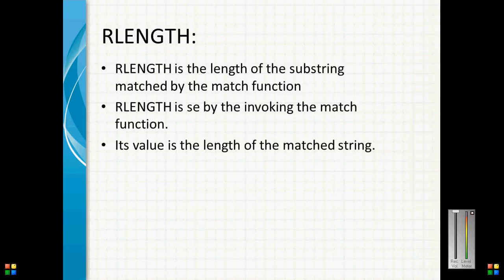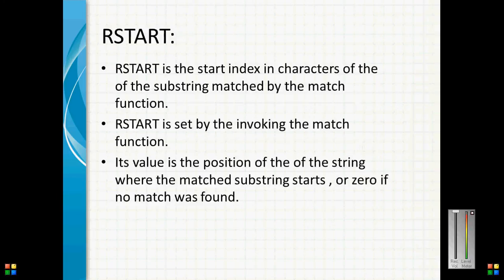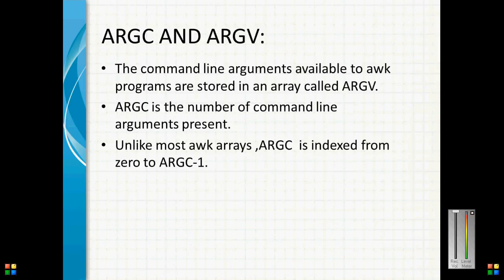RLENGTH. RLENGTH is the length of the substring matched by the match function. RLENGTH is set by the match function. Its value is the length of the matched string. RSTART. RSTART is the start index in characters of the substring matched by the match function. RSTART is set by the invoking match function. Its value is the position in the string where the matched substring starts, or 0 if no match was found.